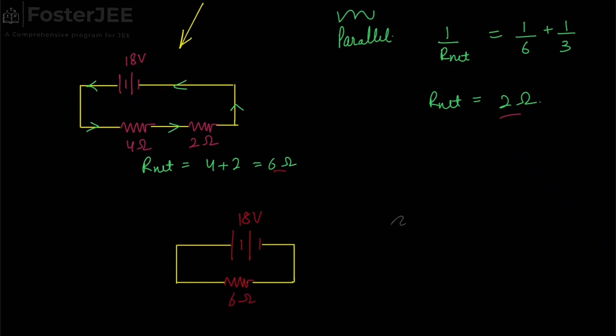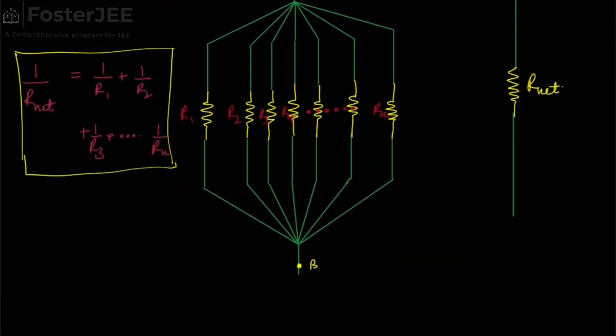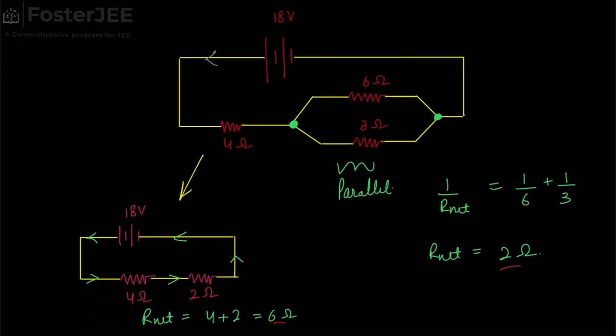Applying V equals IR here, you will get 18 equals I into 6, that is I equals 3 ampere. So, in this circuit, we will say a 3 ampere current will be drawn from this battery, and that will be going into the circuit.